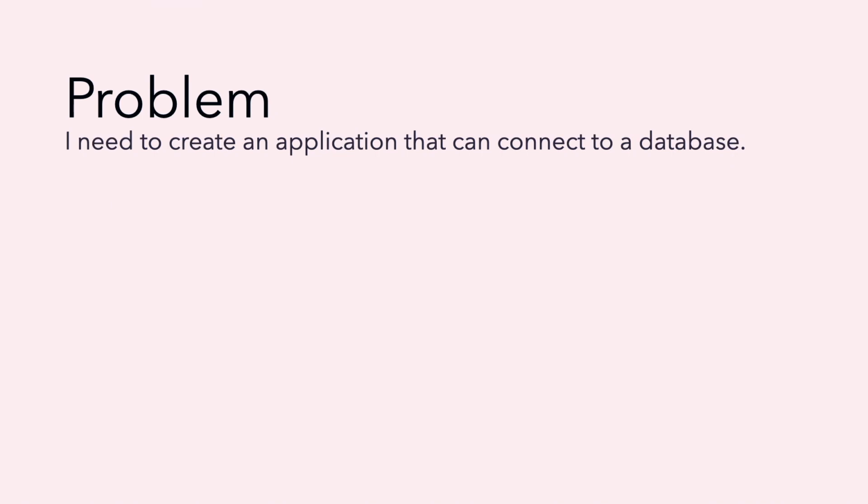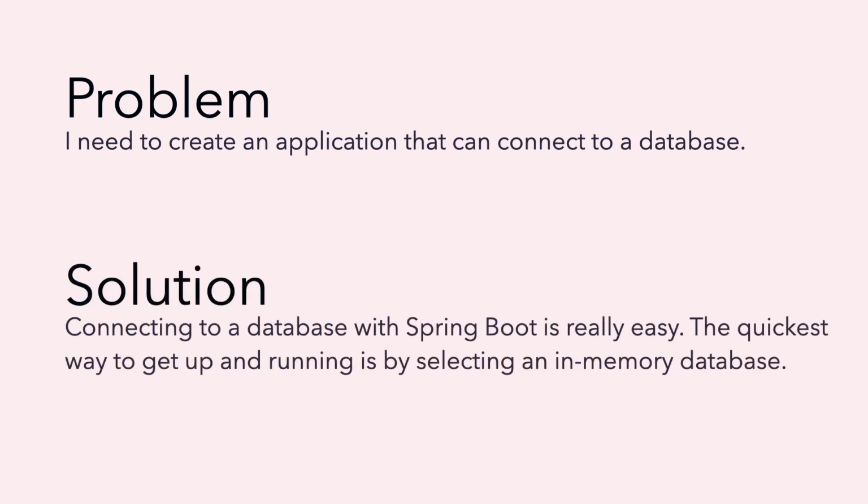And this is really the power of Spring for me when I was getting started. Spring Boot just makes this easy for us, right? It's almost like cheating. It is a little bit cheating. So auto configuration comes in and really saves us. Connecting to a database with Spring Boot is really easy. The quickest way to get up and running is by selecting an in-memory database like H2.